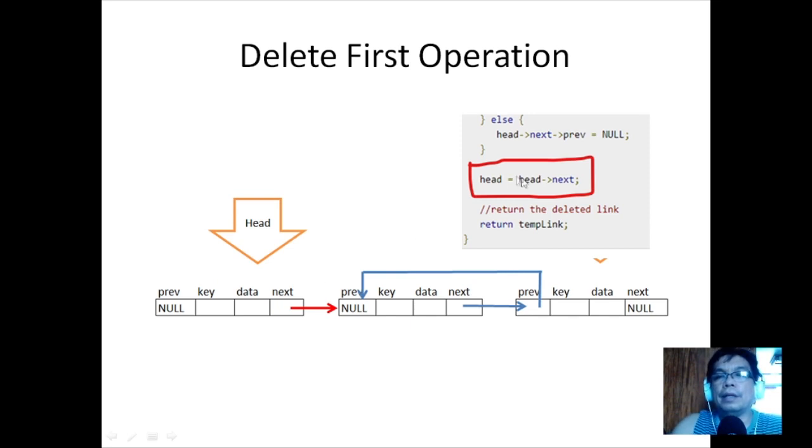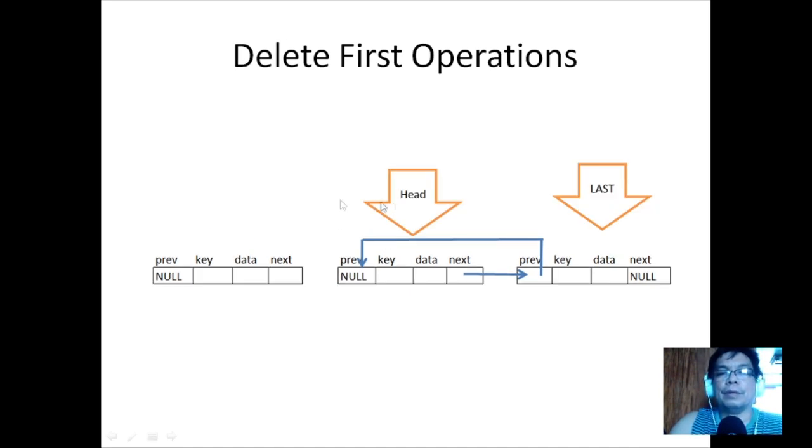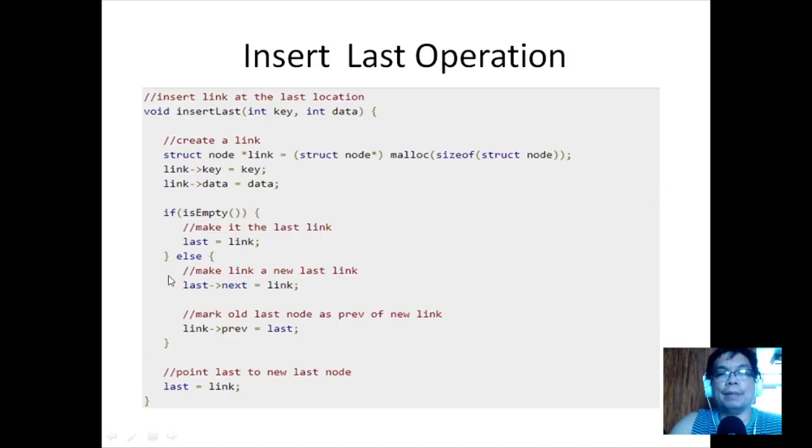And then head is equal to head next. So head next, this is head next, is equal to head. This is head next, and it will be the new value of head. So that means head will now be moving to this. Basically that's it. You notice now that there's no longer any node pointing to this link. So we have deleted the first element.